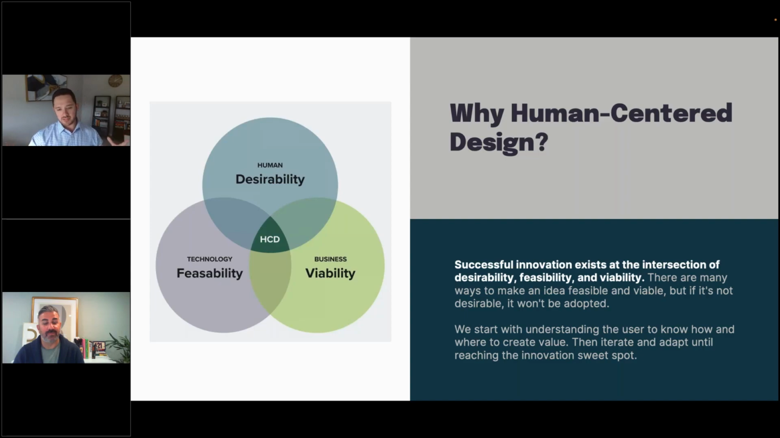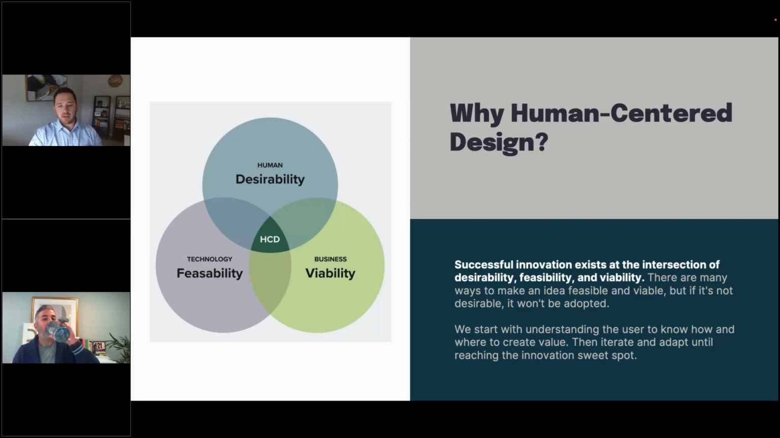Now, this concept of human-centered design has been around for ages, and it's widely adopted in a lot of different industries, specifically consumer-facing industries. However, in our industry, we find we often overweigh the value of feasibility from a technological perspective, we overvalue viability from a business perspective, and we undervalue desirability from a human perspective.